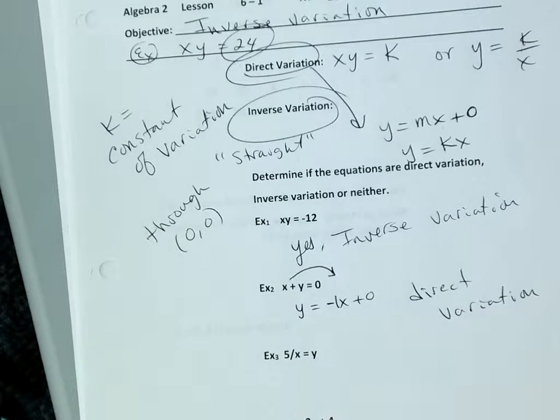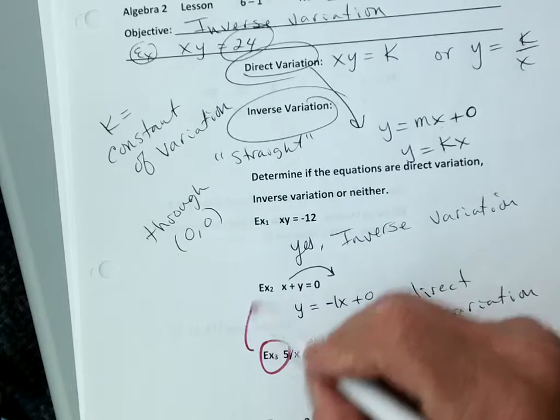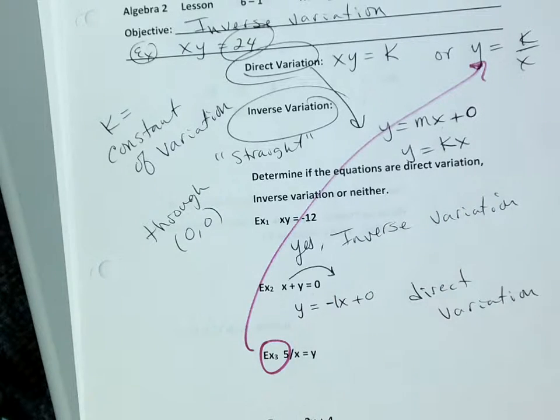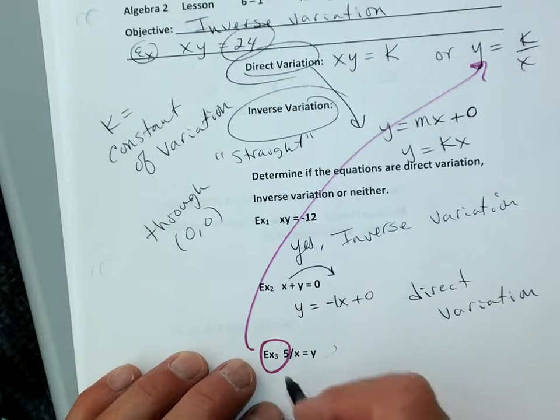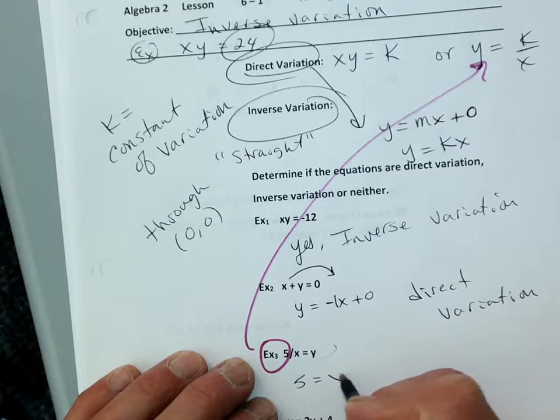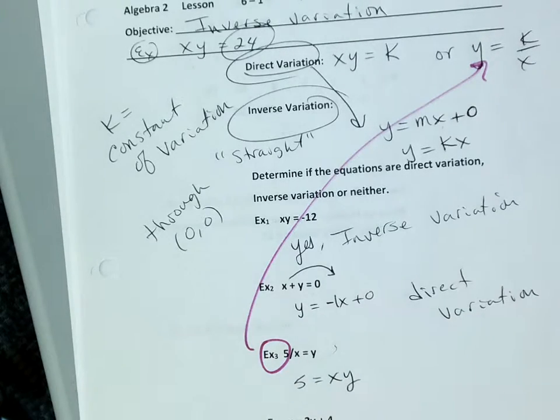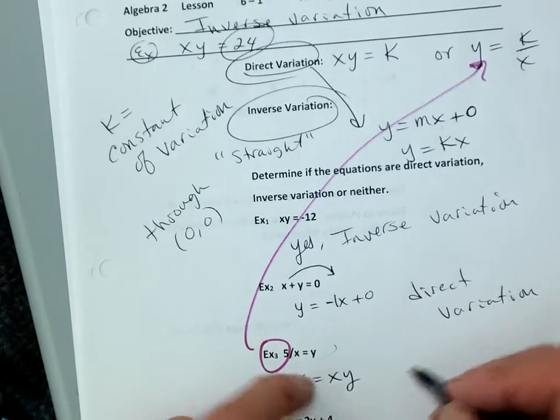Now example 3 is a little weird, but I think example 3 fits that model where y has already been solved for. If I wanted to rewrite example 3, I could have brought the x up and multiplied by x, and I could have said 5 is equal to x times y. So a number times a number equals 5, right? In all the combinations. That's definitely an inverse variation.